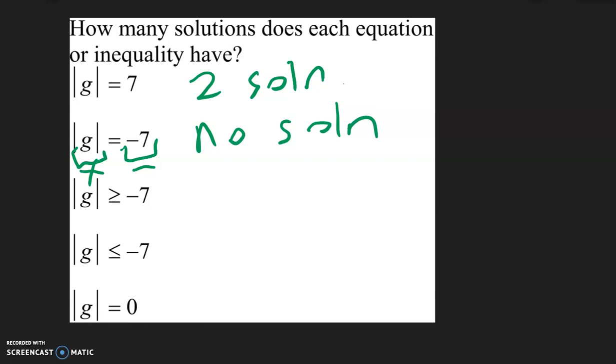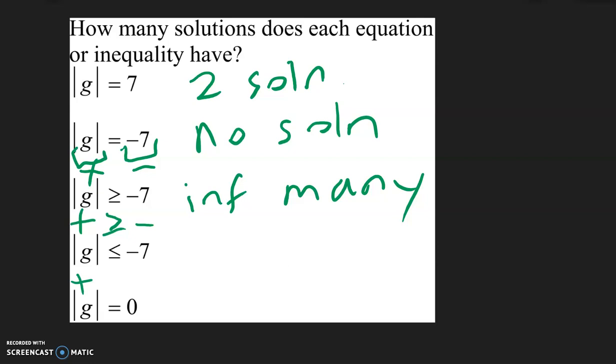The third one, we have a positive, because absolute value is always positive, is greater than or equal to a negative, which is always true. So this is infinitely many solutions. The fourth one, we have a positive number is less than a negative number, which is never true. So this one again is no solution.